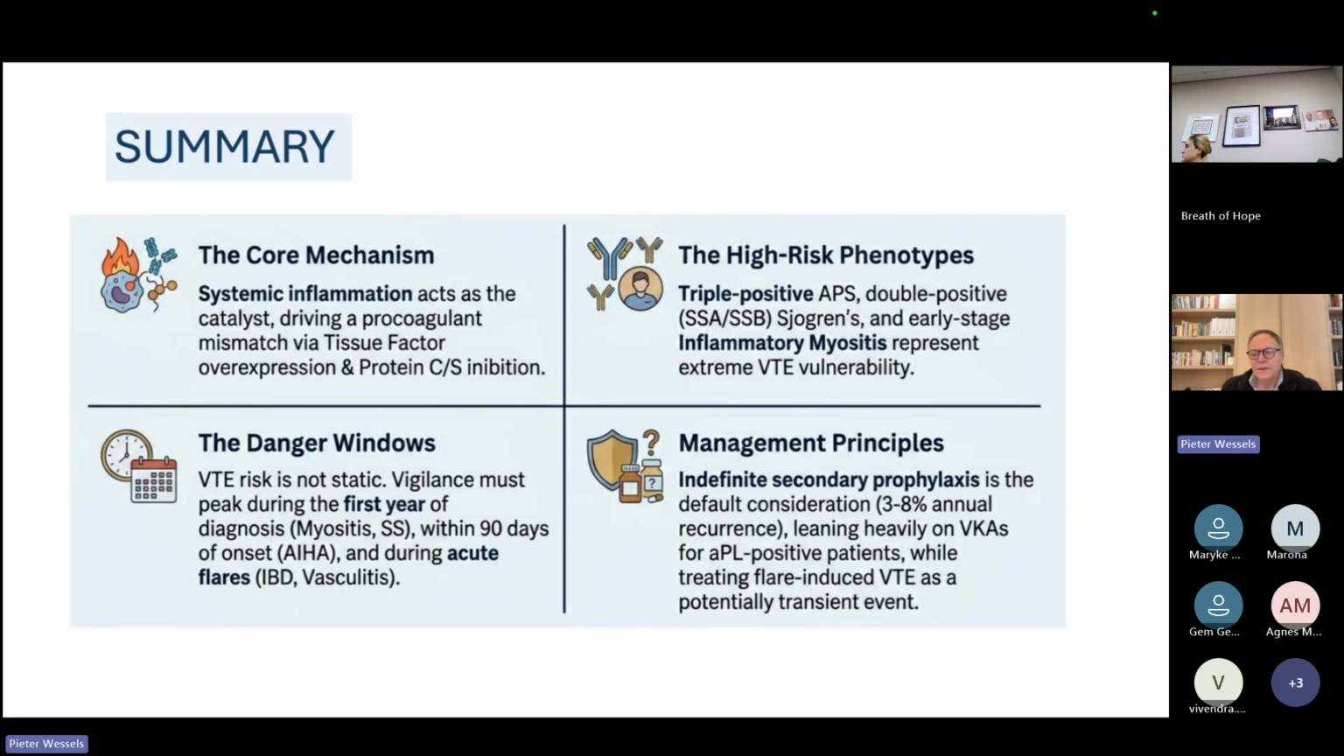How do we treat them? Do we give them indefinite secondary prophylaxis? I think so, once they've had a thrombosis. The antiphospholipid syndromes, absolutely we should. That's my story.